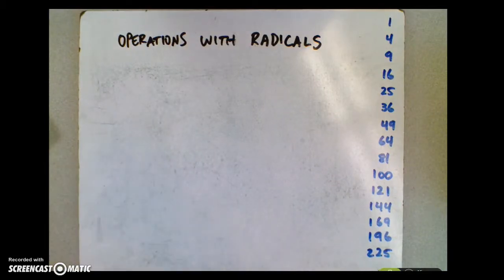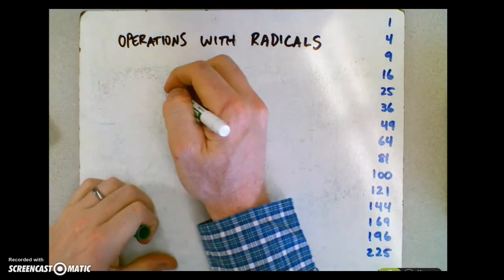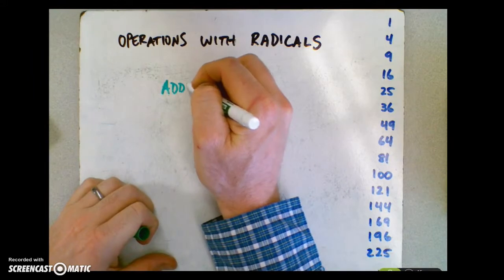All right, now that we know how to simplify, we need to talk about doing operations with radicals. In particular, there's two operations we need to talk about: adding and multiplying. And of course, in there we have dividing and subtracting. They all go together. So one aspect that we're going to talk about is adding and subtracting.